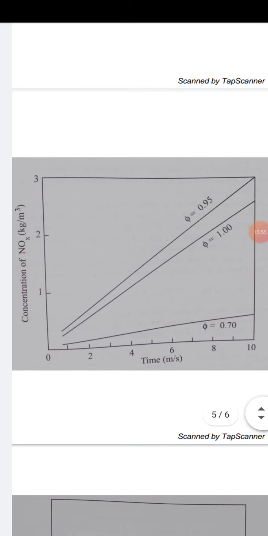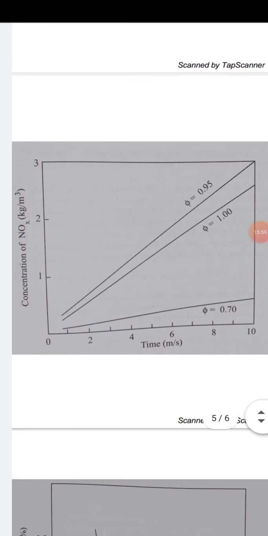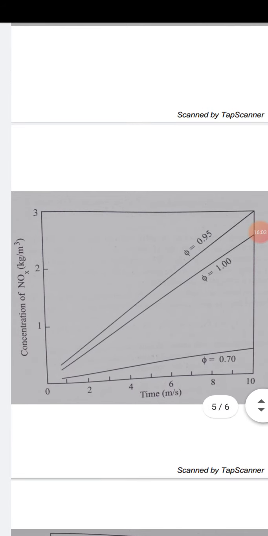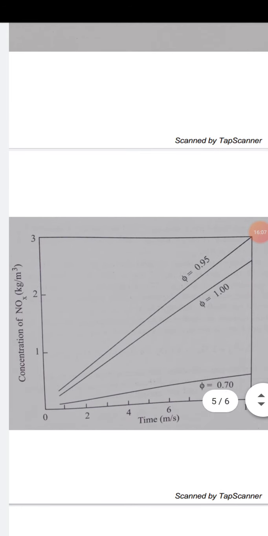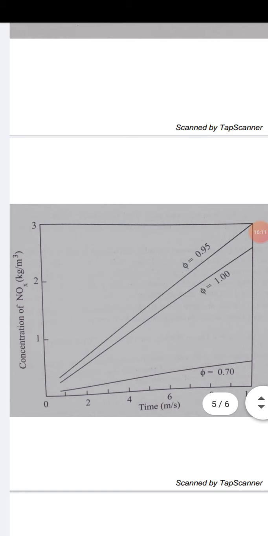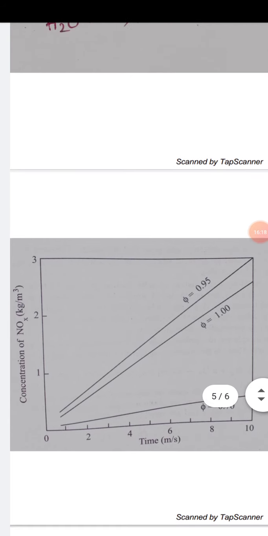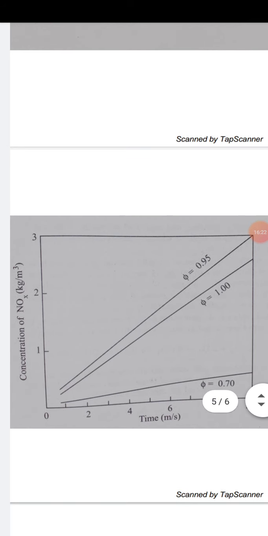And one more thing, that is EGR, that I will tell you later. The function of EGR, exhaust gas recirculation, is also to reduce the peak combustion temperature of an engine so that it can emit a very small amount of NOx from an IC engine. So that is also one process.